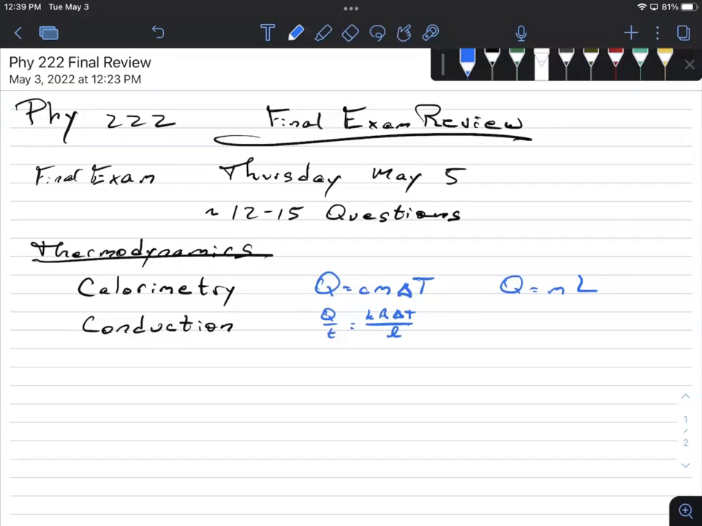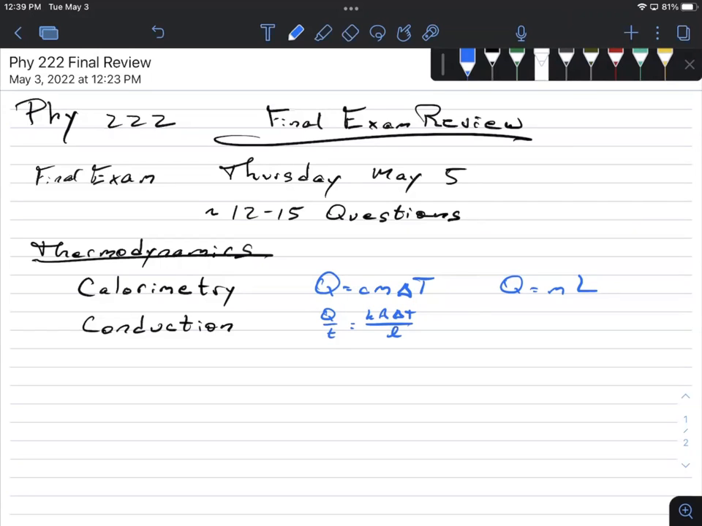Where K, of course, is conductivity, A is the size of the wall, the area of the wall, delta T is the difference of temperature from one side of the wall to the other, and then L was how thick is your wall.